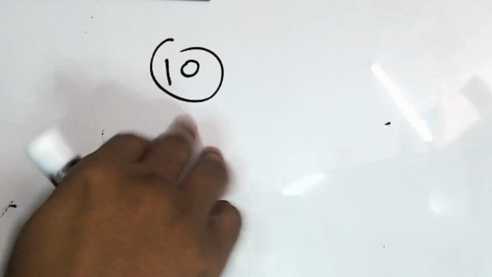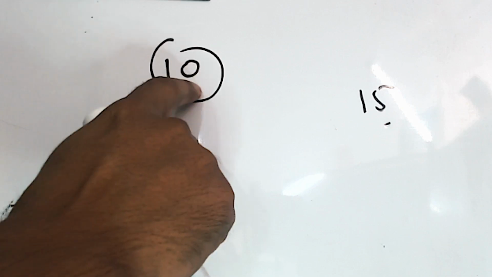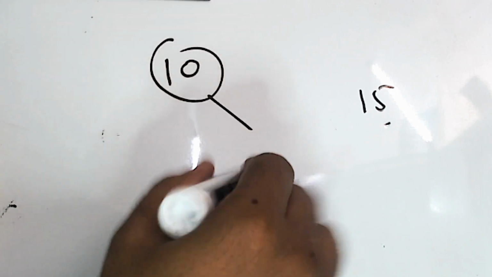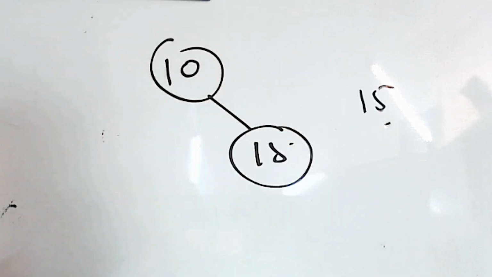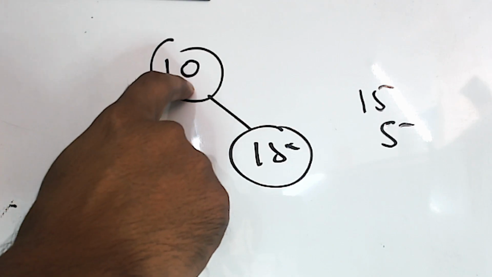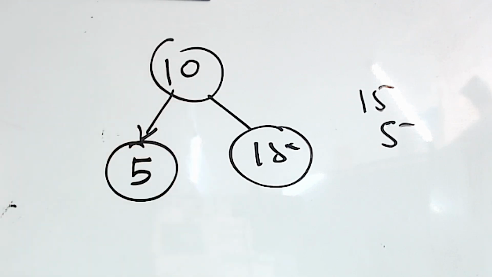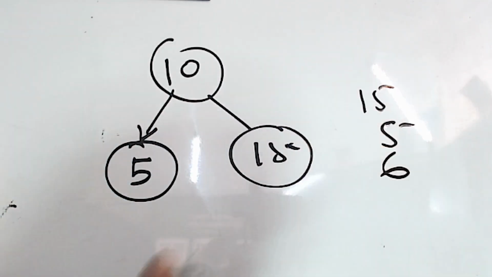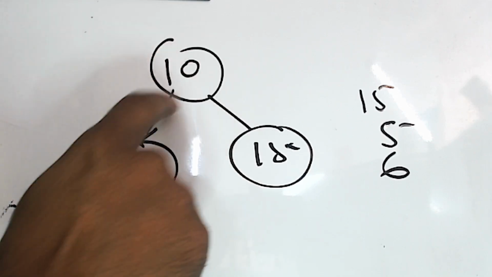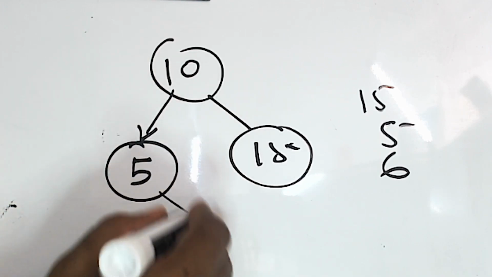So let's consider a node 10. Now, if we try to insert 15, 15 is larger than 10, so it will go to the right of 10. And if we try to insert 5, 5 is lesser than 10, so it will go to the left. Now assume that we're gonna insert another number called 6. The 6 is lesser than 10, so we'll go to the left, and then 6 is larger than 5, so it will go to the right of 5.